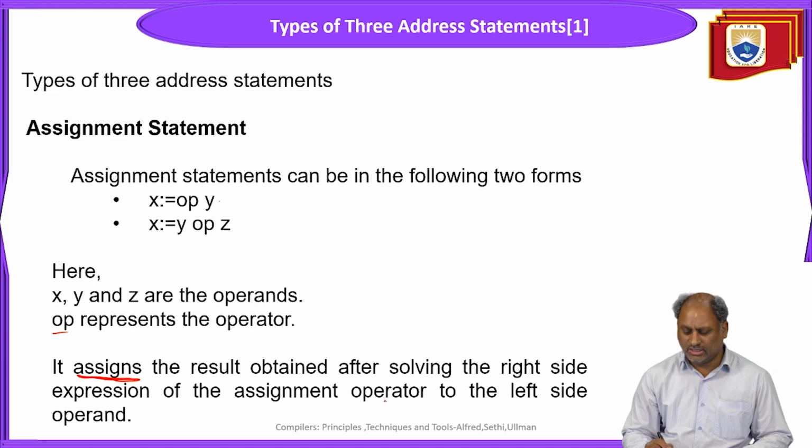The result is assigned after solving the right hand side of the expression, assigned to the left hand side. So assignment simply says that whatever value is computed on the right hand side is to be assigned simply to the left hand side. This is one type of three address statement.